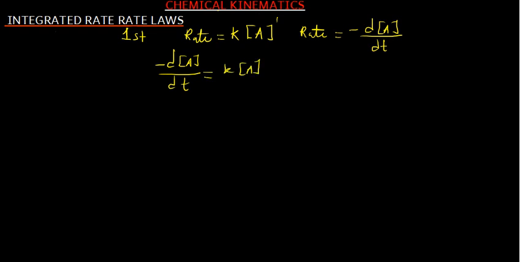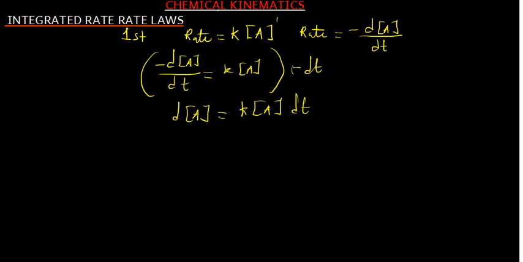Now, at this point we can multiply. We don't want to see this in the denominator, so we can multiply by negative dt. The other thing is we don't want to say negative on this side, so a negative and a negative will do away, so we're going to remain with dA being equal to Ka, and then there will be dt. Of course, the negative comes there.